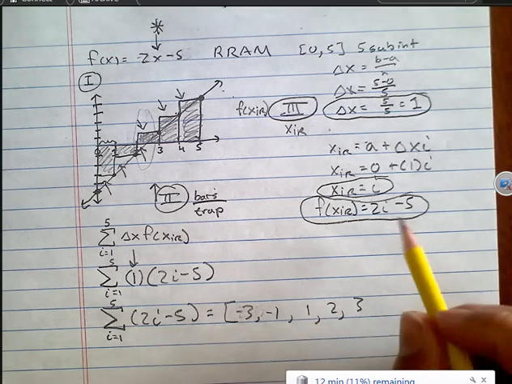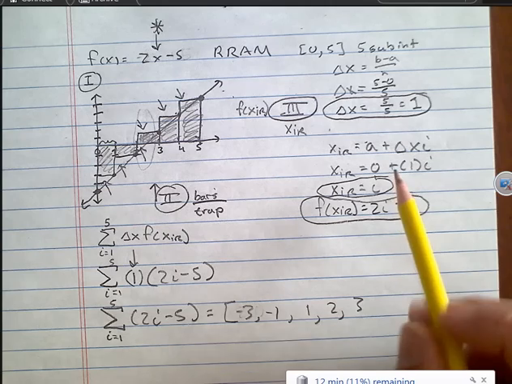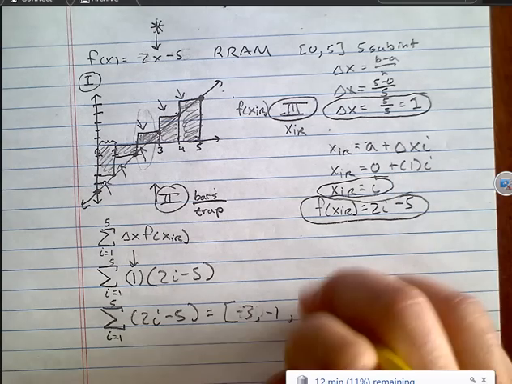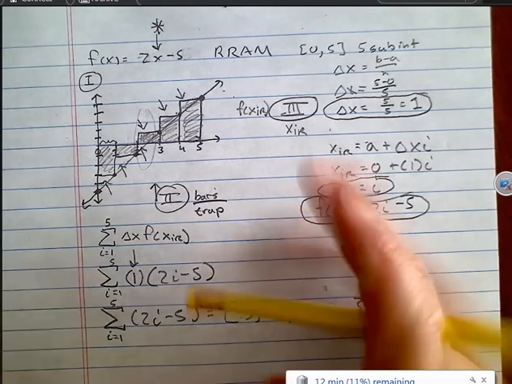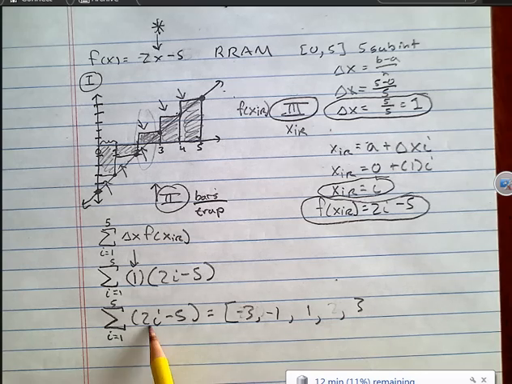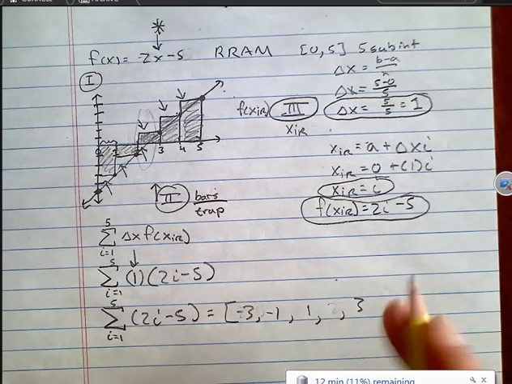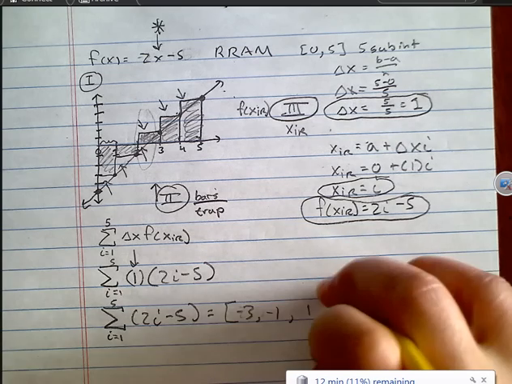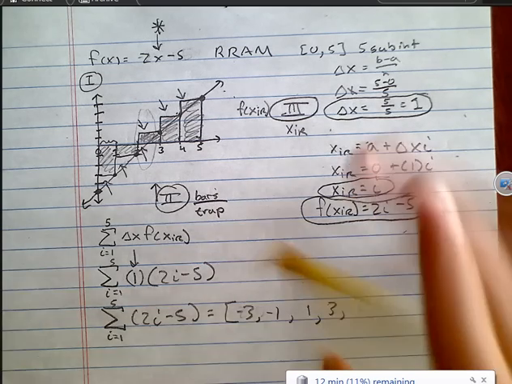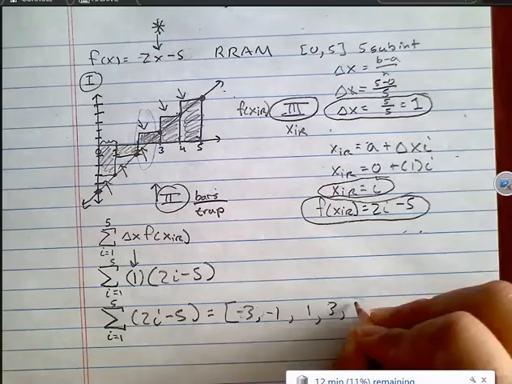Let me double check that. No, sorry. This is when I plug in 4. When I plug in 4, I get 8 minus 5 is 3. When I plug in 5, I get 10 minus 5, or 5.